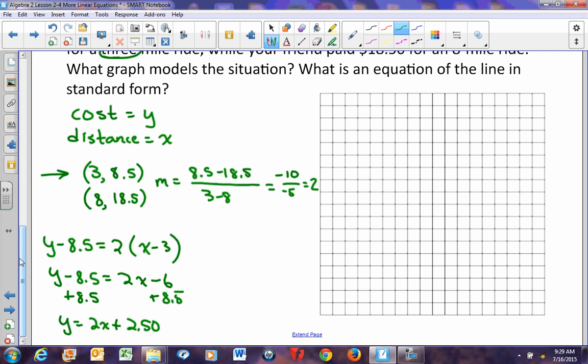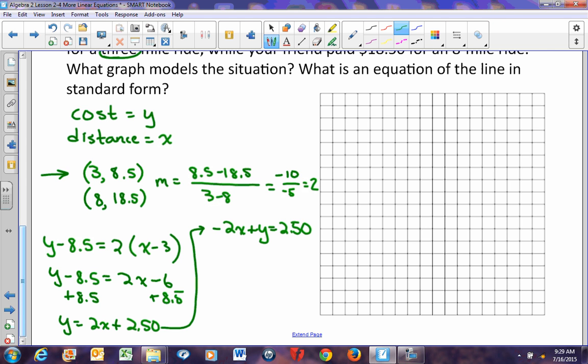To get this into standard form, let's move it up here. Standard form would be negative 2x plus y equals 2.50. Now this is one of those rare occasions where it's okay to leave it in decimal form, because it would be really quite obnoxious to try to multiply everything by 100 or even 10. Then you'd end up with negative 20x plus 10y equals 25, and that's a little harder to graph.